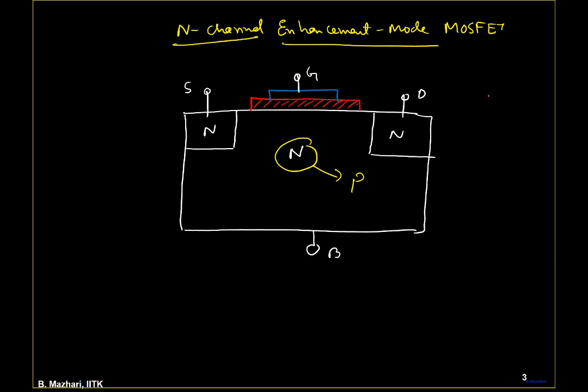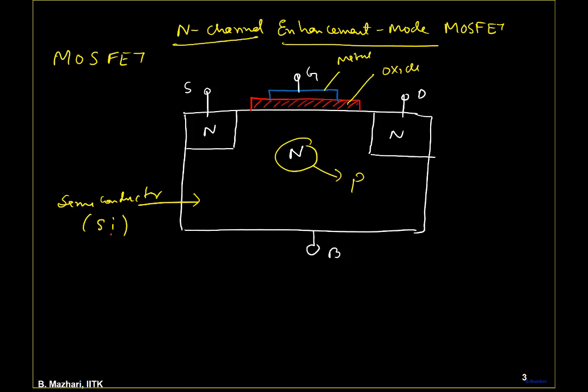The one in red is where I've drawn the oxide. It's a MOSFET, right? So there's a metal, there's an oxide, there's a semiconductor. So in red is the oxide. This is oxide, and this is the metal, right? And this is my semiconductor, which for us is silicon.